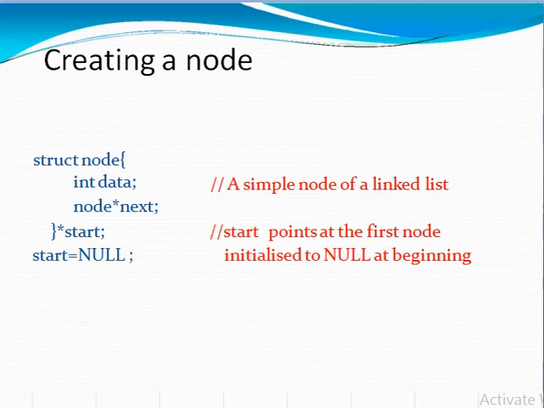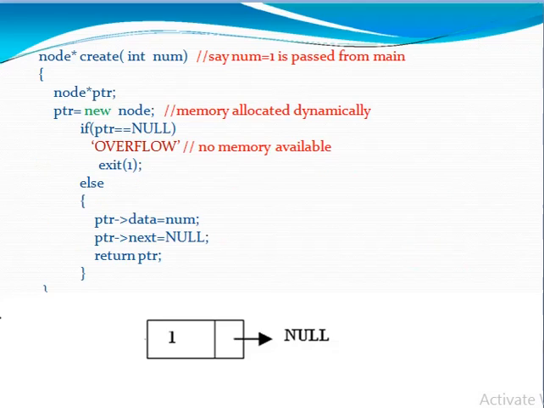We'll go with one by one. First is creating a node. If we want to create a particular node, we have to use this type of code first, like struct node, insert the data, node that is next, and then start is equal to null. That is, start points to the first node, initialized to null at the beginning. Accordingly, this is the particular code.